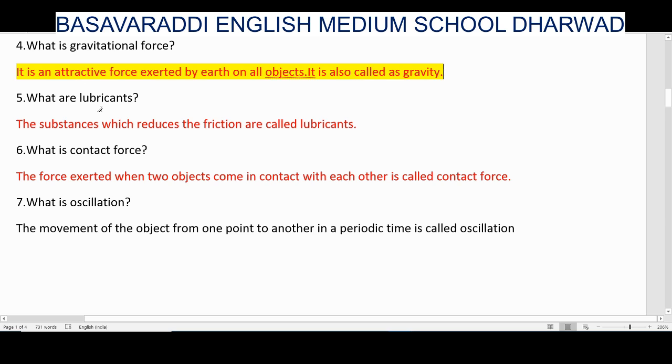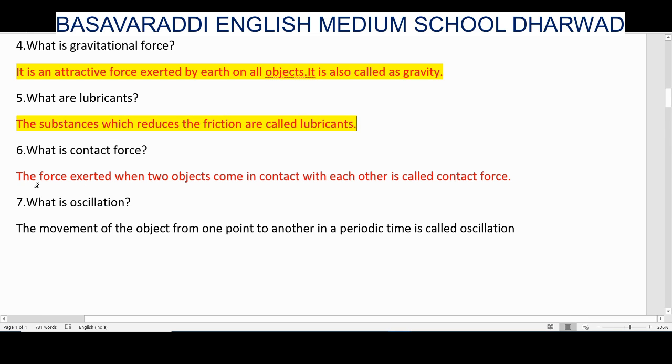What are lubricants? Lubricants are the substances which reduce the friction. You can find this in your vehicles, where you apply oils. Why? To reduce the friction. When two surfaces come in contact with each other, friction is generated, and there will be heat formation. To reduce that, lubricants are used.